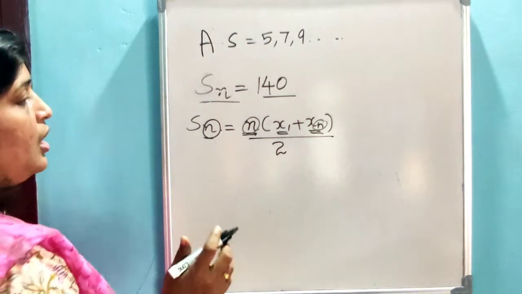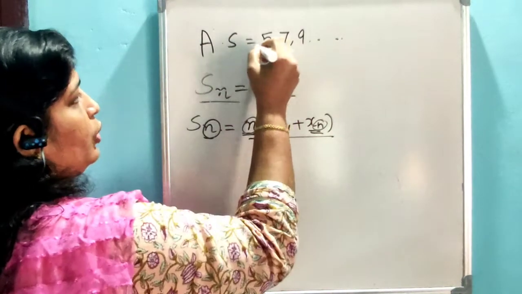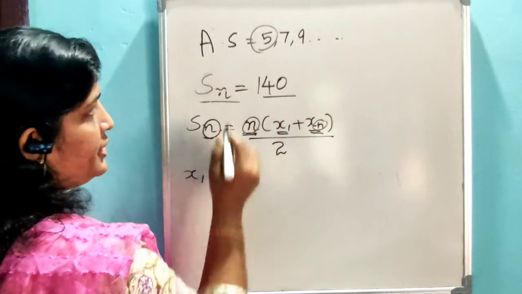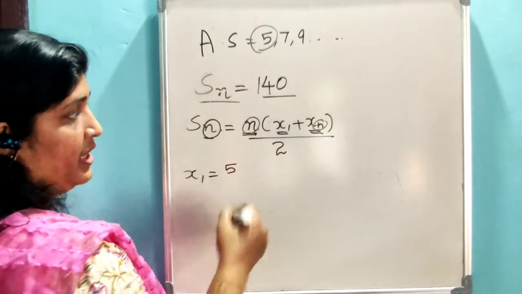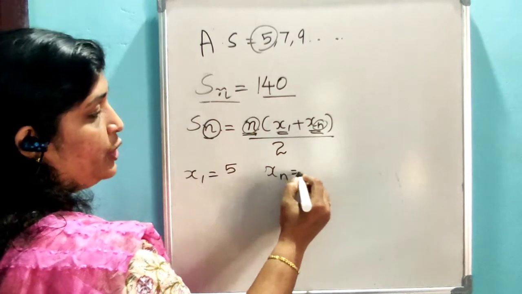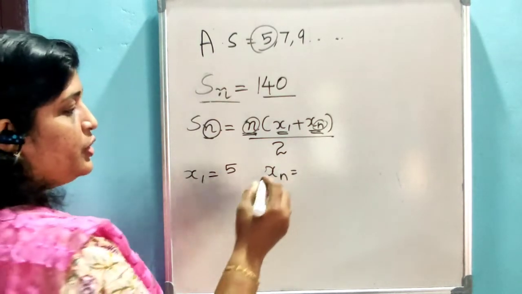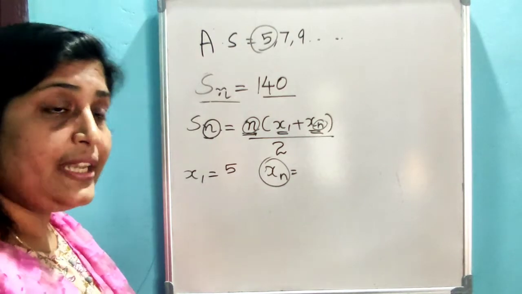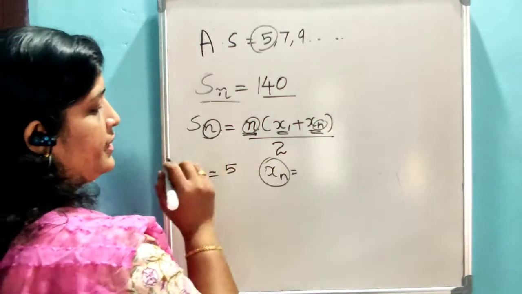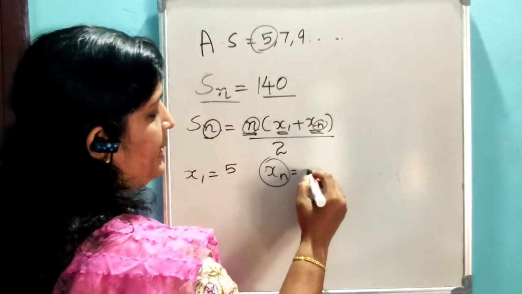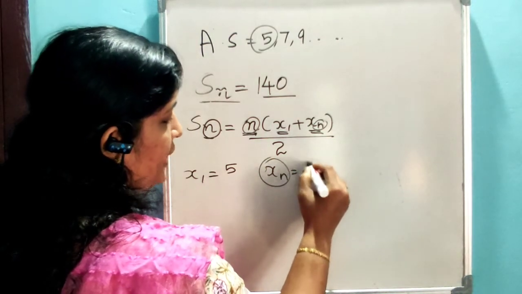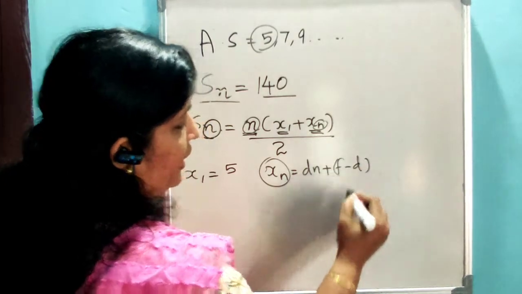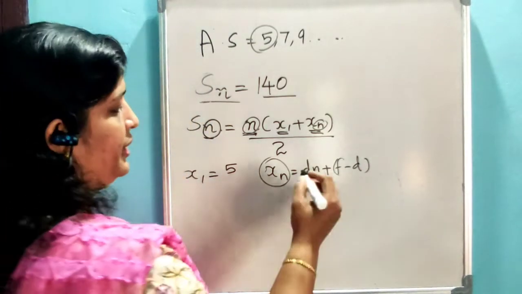Here we know the first term, right? What is the first term? The first term is equal to 5. Then what is xn? That we don't know, right? xn is the general form of the sequence. What is the equation to find xn? xn is equal to dn plus f minus d.